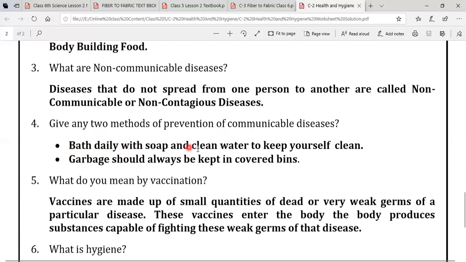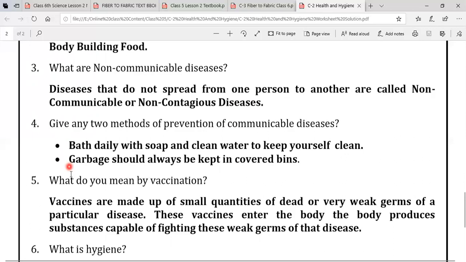Bathe daily with soap and clean water to keep yourself clean. By following this step, you can prevent disease. Garbage should always be kept in covered bins. The garbage, the waste that you store in your home, should be covered. So these are the two. There are many points in your textbook. You can write any two points. I have given two points here.